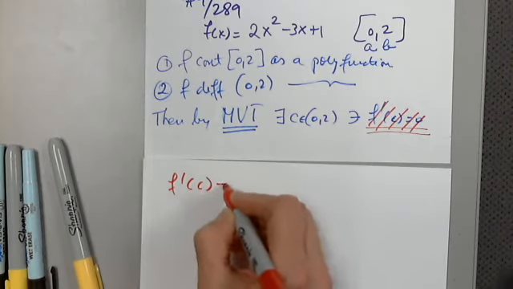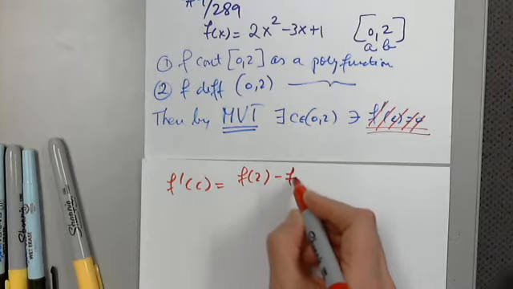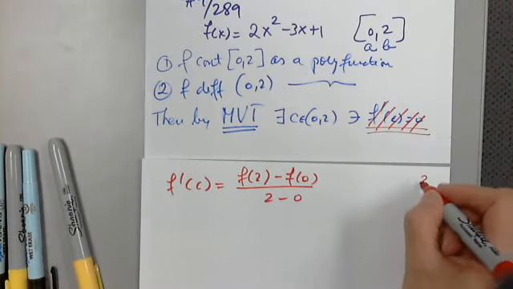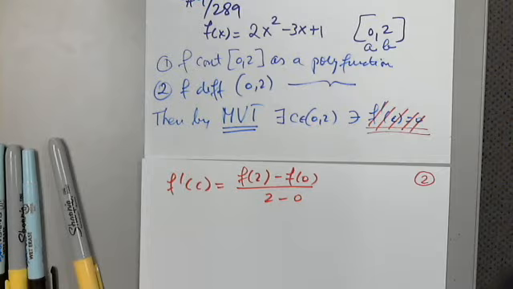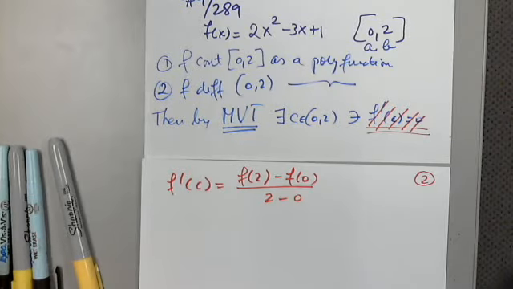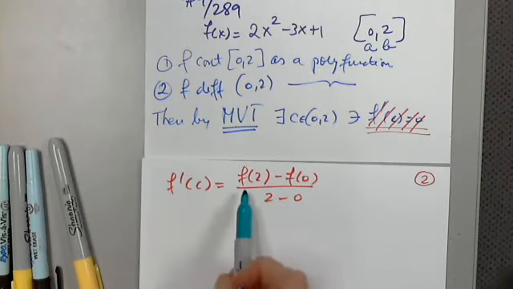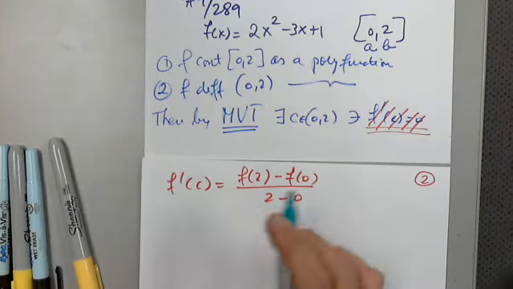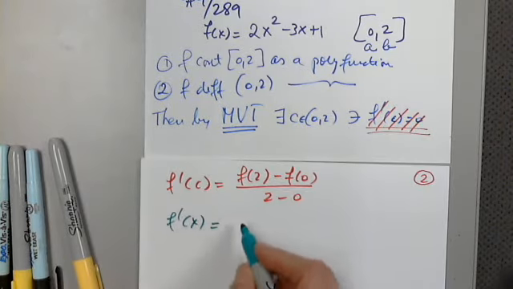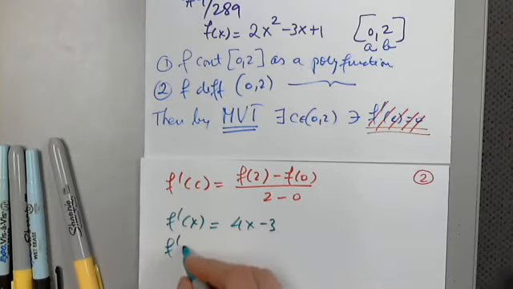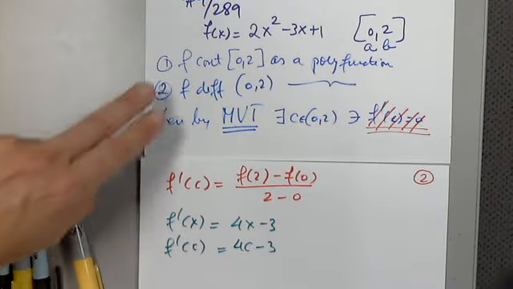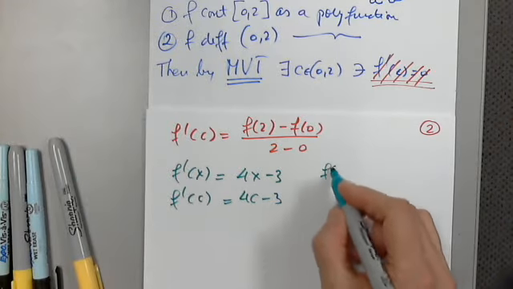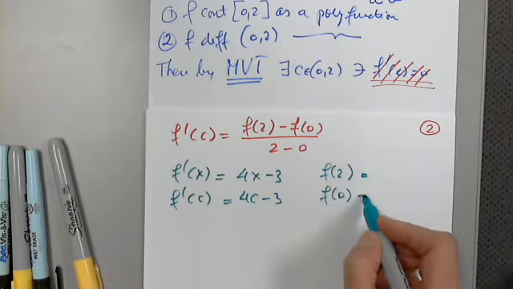So f prime of c equals f of 2 minus f of 0 divided by 2 minus 0. Thank you. This was not checking whether you were asleep or not. Such that f prime of c equals f of 2 minus f of 0 over 2 minus 0. This is not Rolle's theorem. This is the mean value theorem. Thank you. So we already have f prime of x, which is 4x minus 3. We have f prime of c, which is 4c minus 3. Let's find f of 2, and let's find f of 0.